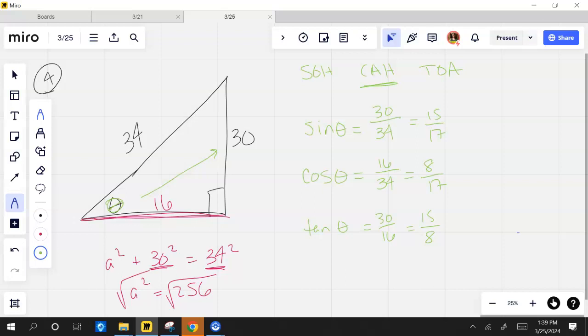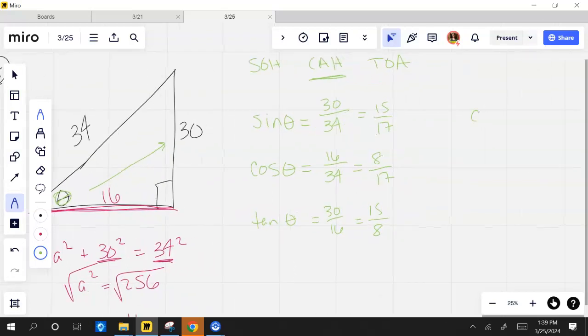All right, let's do the reciprocal ones while we're here. So cosecant, all I'm doing is taking these and flipping them over. Secant and cotangent. Do you see how quick that was?